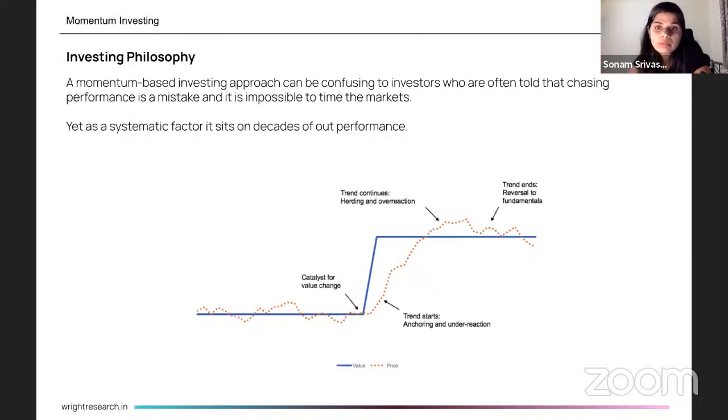So that makes it difficult to understand. Why should we do that? Why should we not actually follow whatever the fundamentals are telling us?